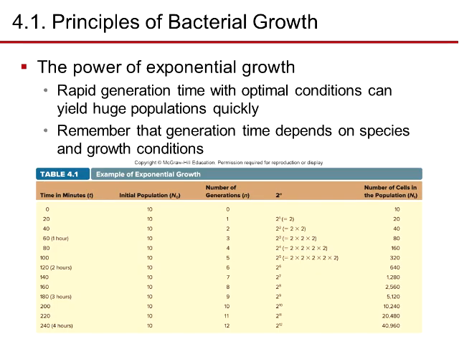The power of exponential growth, the rapid generation time with optimal conditions, can yield huge populations pretty quickly, and this table gives you an idea. Remember that generation time depends on species, growth conditions, environmental factors, and such.